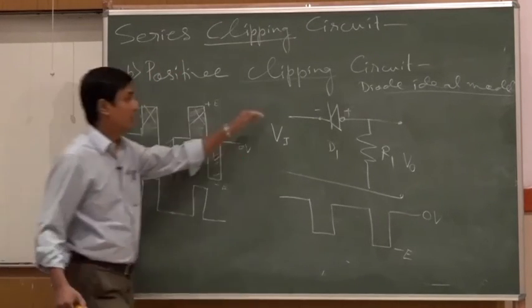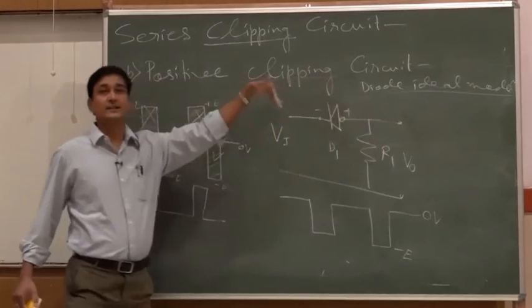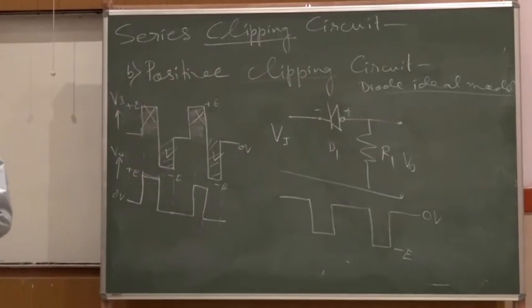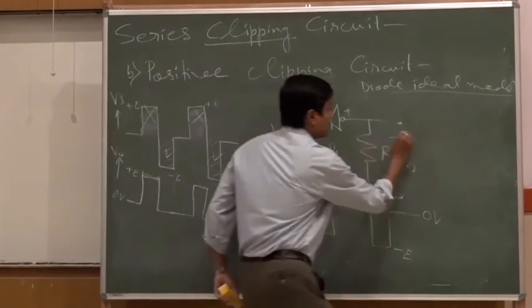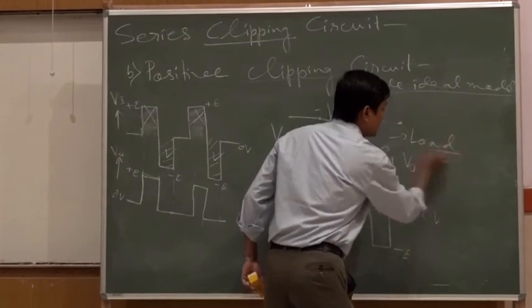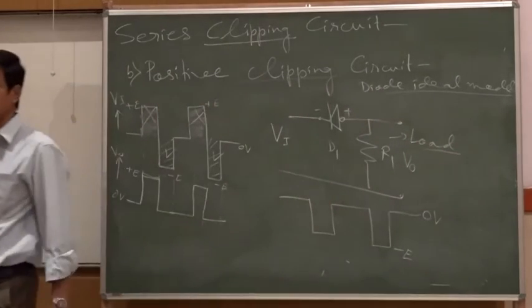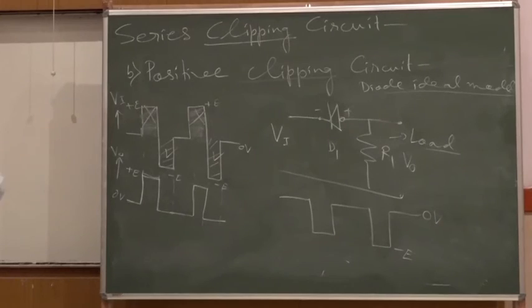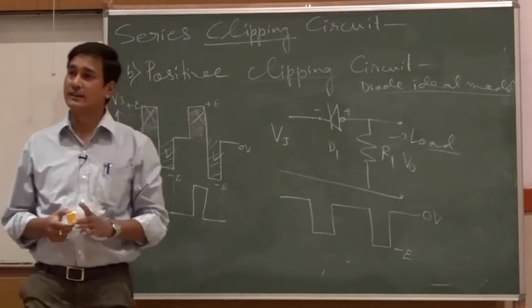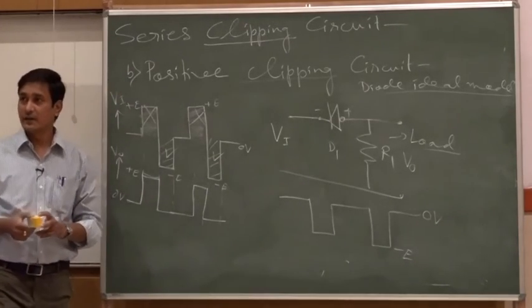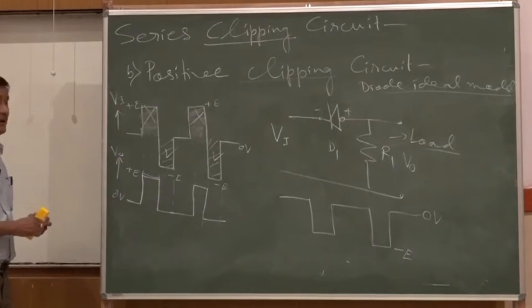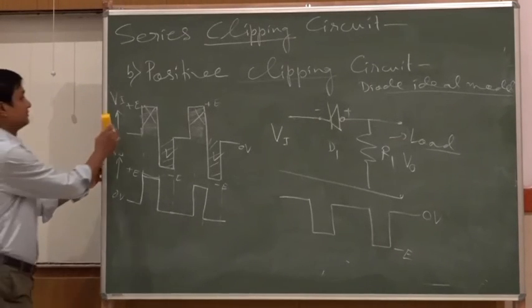Now, since the diode is connected in series with that load resistance R1, I will call it a series clipping circuit, because we are going to discuss the shunt clipping circuit also in the later class. Okay. One more small incremental discussion towards this.